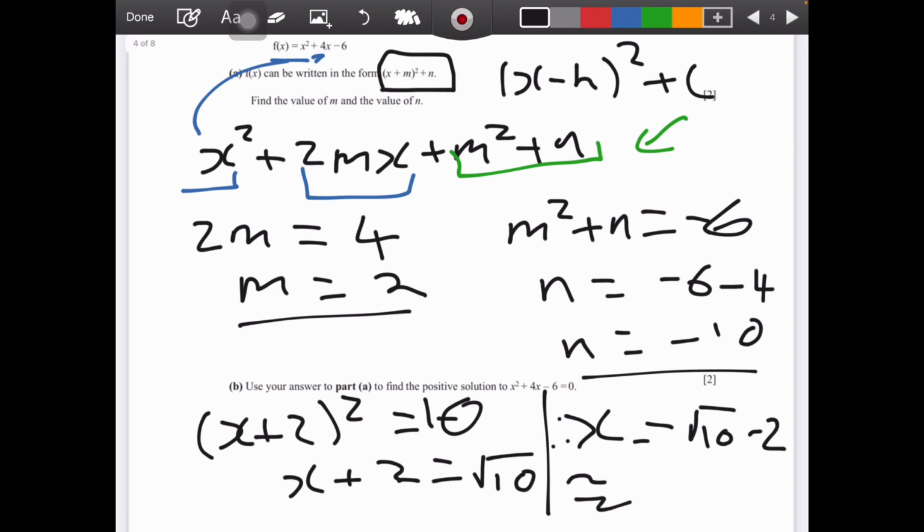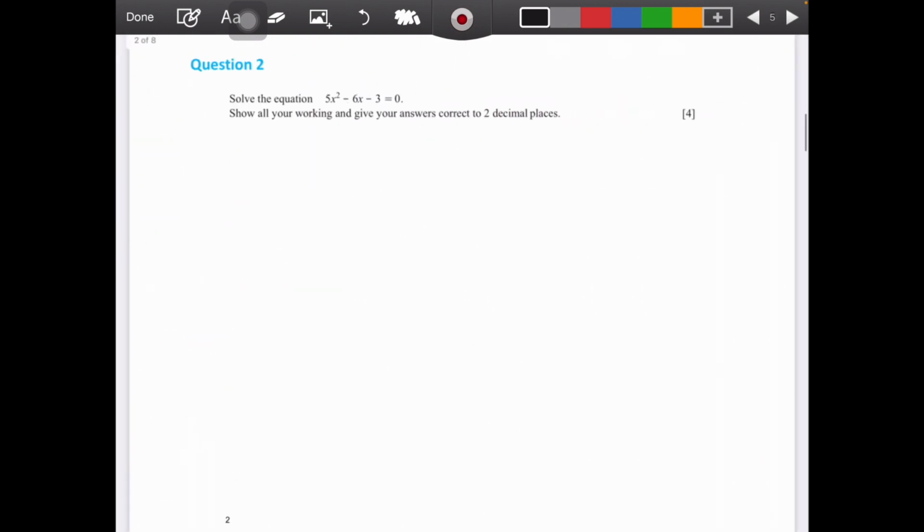And this will be around, well, root 10 minus 2, and root 9 is 3, so it'll be around 1.2. So that's the solution to this equation.